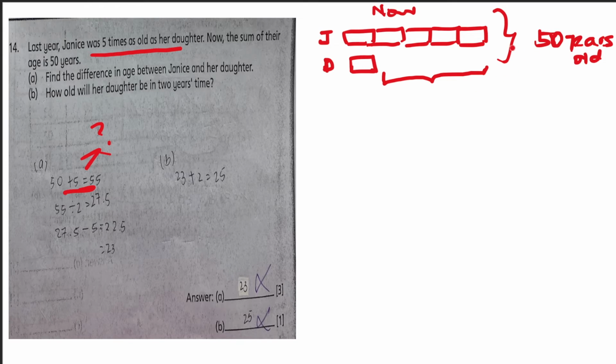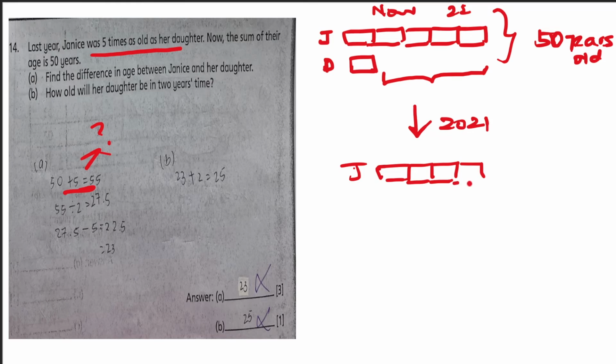But if you do your 6 times table, you notice that 50 divided by 6, you won't have a whole number. So let me go back. Now it's 2022, right? Now go back to 2021. When 2021 is still the same, their age gap is still the same. Just like if your sister is 2 years older than you, next year she is still 2 years older than you. Okay?